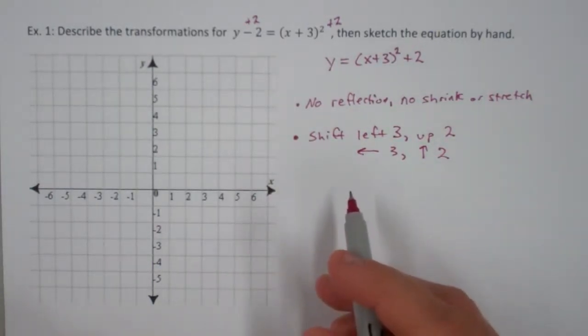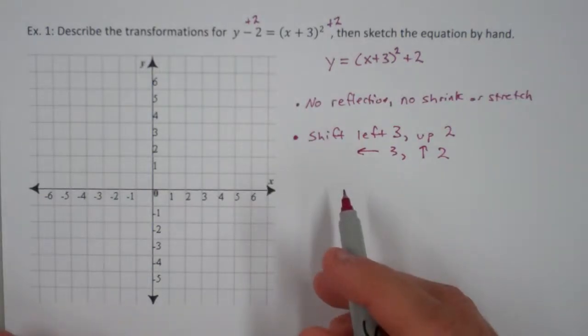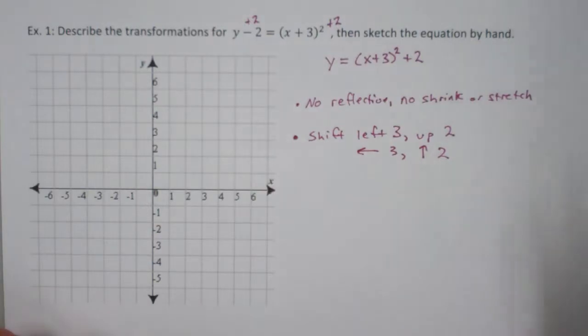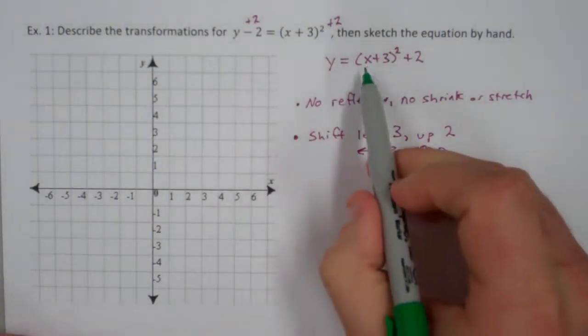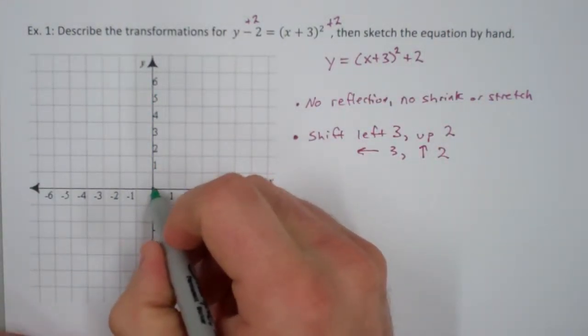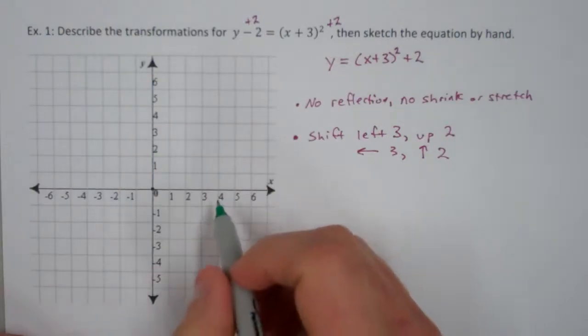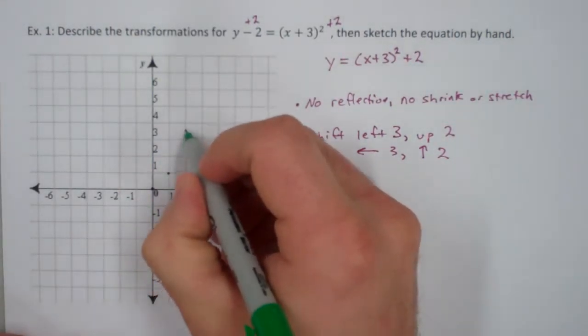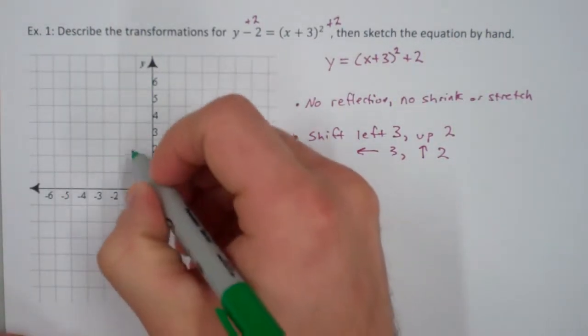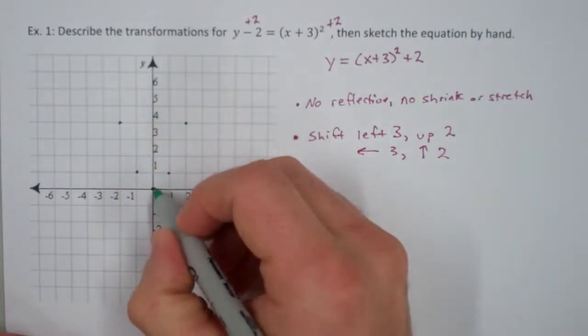So what we're going to do is graph the parent function of this thing, and then we're going to shift everything. I'll do the parent function in a different color. So let's try that in green. The parent function is y is equal to x squared. So that would be centered here. The vertex is at the origin. 1, 1, 2, 4, negative 1, 1, negative 2, 4, and so on.